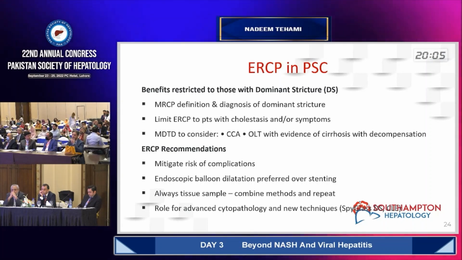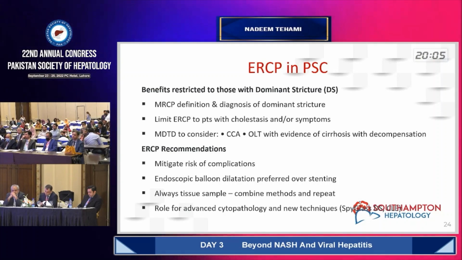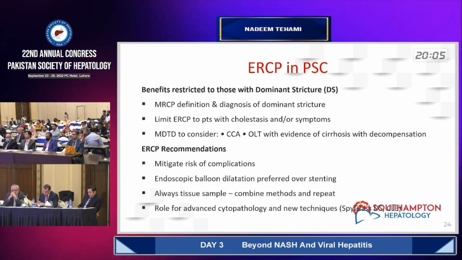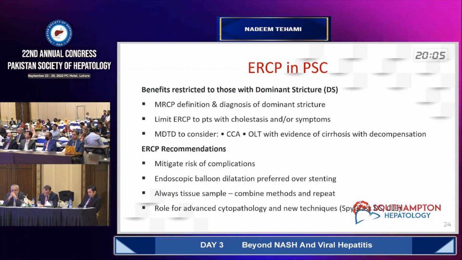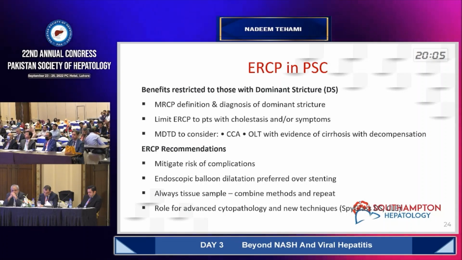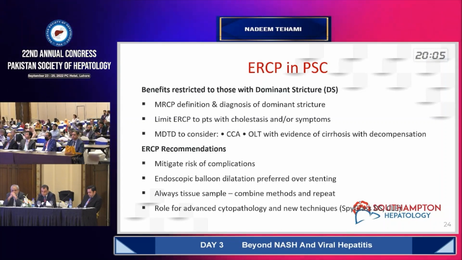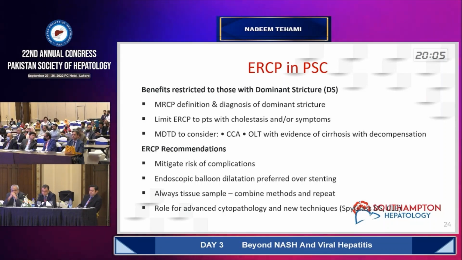A brief couple of slides on ERCP in PSC. As mentioned, we only tend to use it when we have a clear roadmap with a clear therapeutic strategy, and therefore we limit it to patients who are symptomatic with a dominant stricture. Decisions are based on discussion with colleagues in MDT, so that we are not going to do a disservice to our patient.